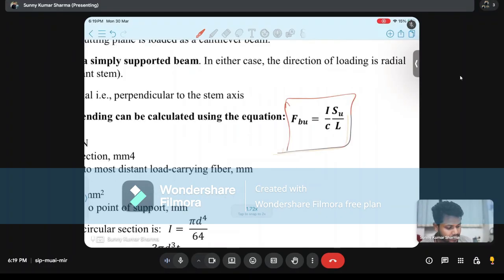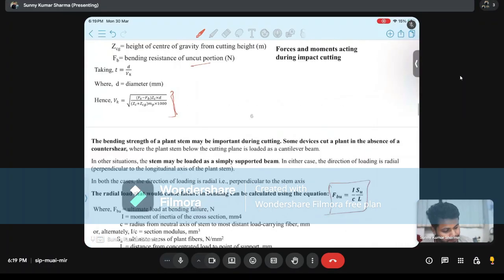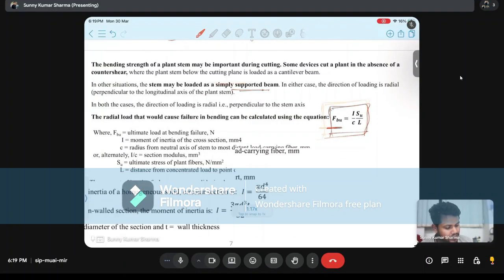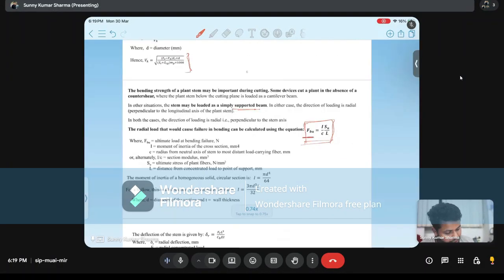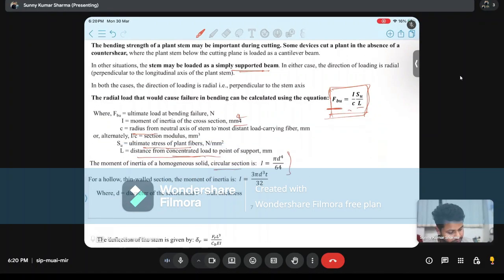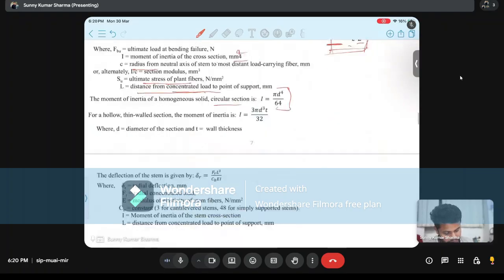One more force is there. This is in the case of cantilever or simply supported beam. When the plant is acting as a simply supported beam, the force that will cause failure is expressed using this equation, where I is the moment of inertia of the cross section, and Su is the ultimate stress of the plant. C is the radius of the neutral axis, and L is the distance from the concentrated load to the point of support. So I for a circular section will be pi d to the power 4 by 64.